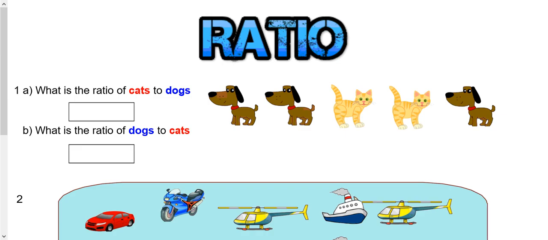Okay, I'll look at a few more examples and then you can try the exercise yourself. So question 1, what is the ratio of cats to dogs? Now notice cats comes first here, so we have to count the cats first. You can see there's 2 cats, and then we count the dogs, and there's 3 dogs. So the first number is for the cats. It's 2 to 3. What's the ratio of dogs to cats? Well, it's the other way around this time, so there's 3 dogs and 2 cats.